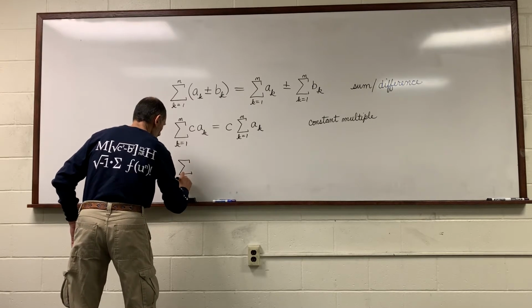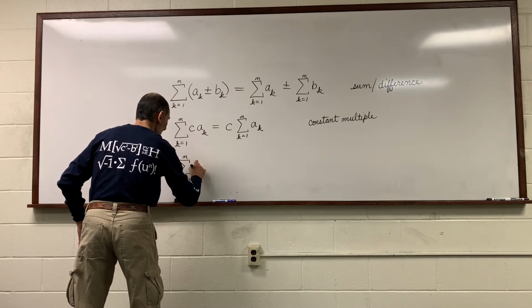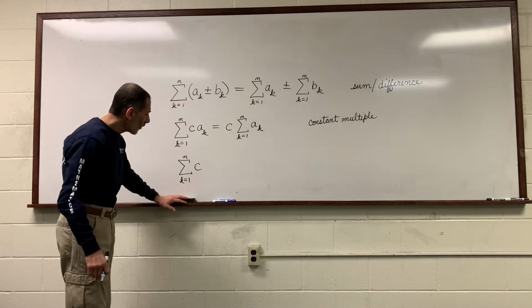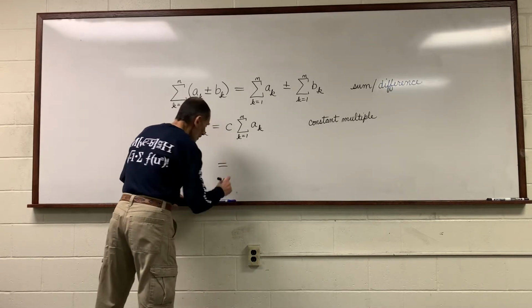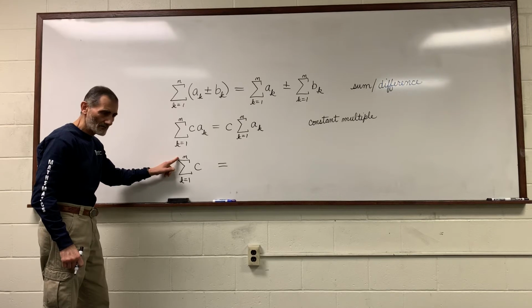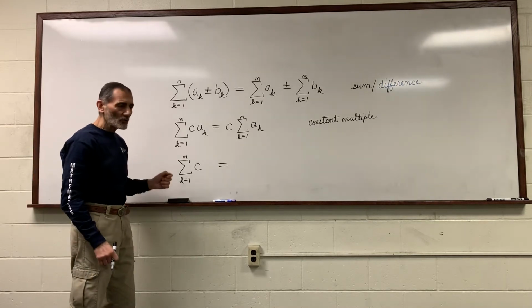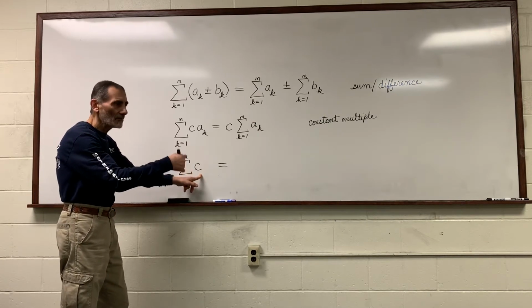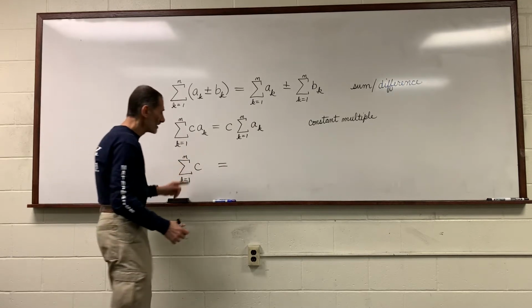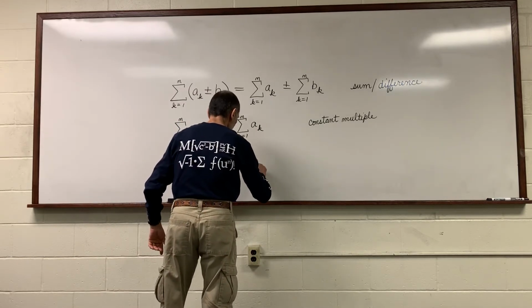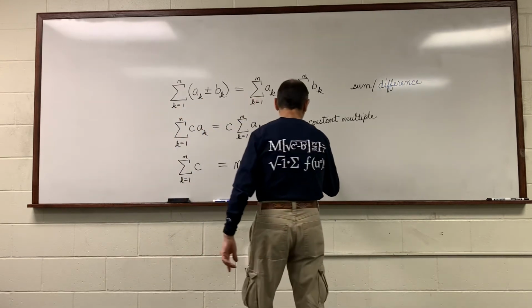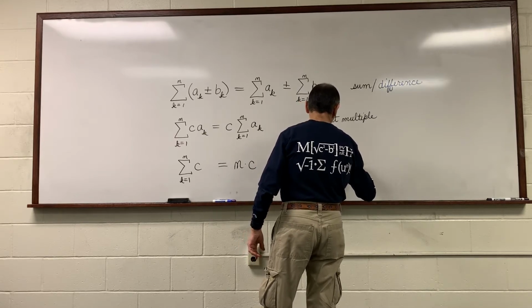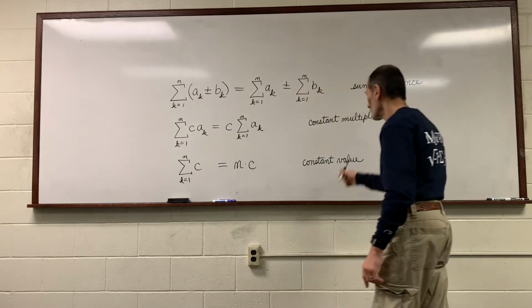Suppose we don't even have a k. We just have some constant here, any number. In that case, what are we doing? Think about this. We have a sum of n terms. But if each of those n terms is just c, we have c plus c plus c plus c n times. So in essence, we have n times c. That's just constant value. Don't confuse that with constant multiple.